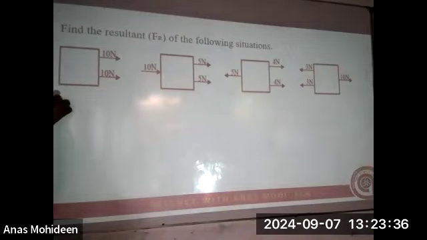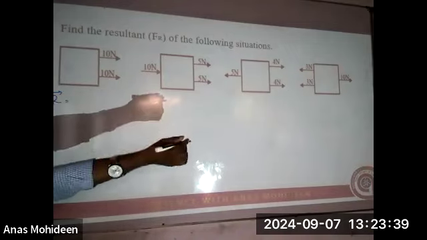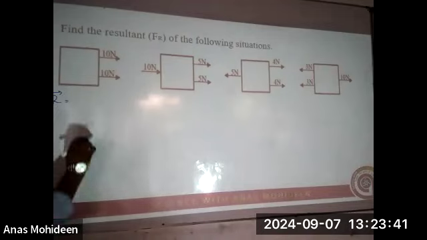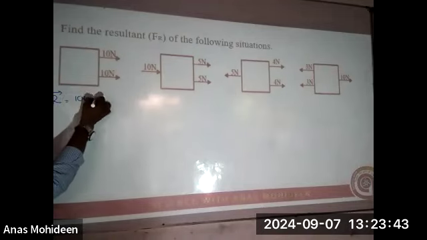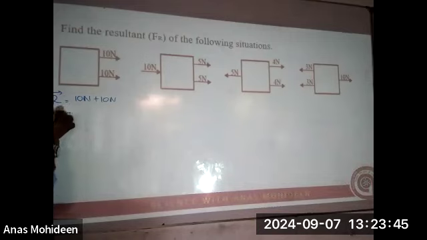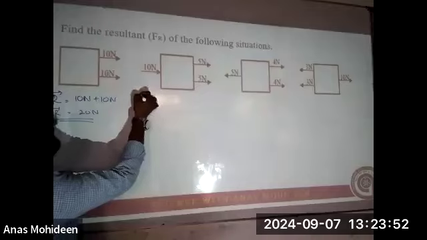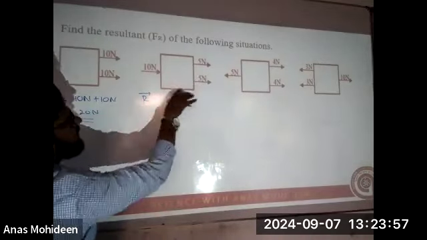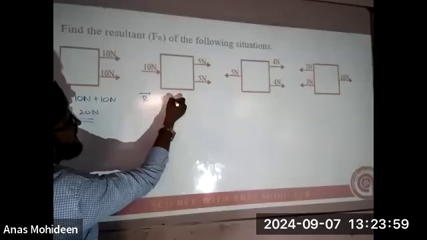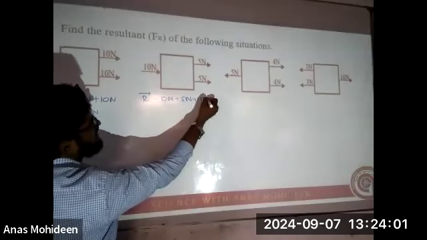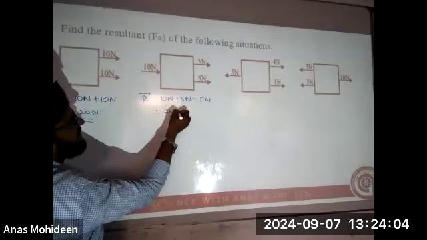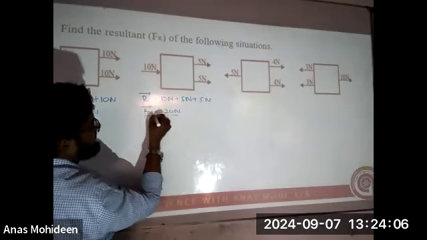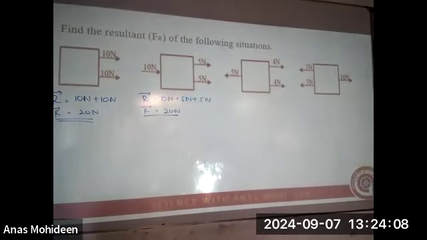Same method. Resultant to the same direction I consider it. 10 Newton, 10 Newton, both of them are in the same direction. So we take it as plus 10 plus 10. So the resultant should be 20 Newtons. Very easy. And here, let me take the same direction. 10, 5, 5, all three in the same direction. So it should be 10 plus 5 plus 5. Totally 20 Newton, the resultant. Very simple.